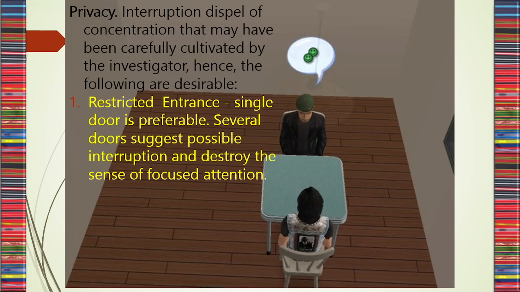So, restricted entrance. Single door is preferred over two or more doors. Because the lesser the doors, the lesser the distractions or disruptions.